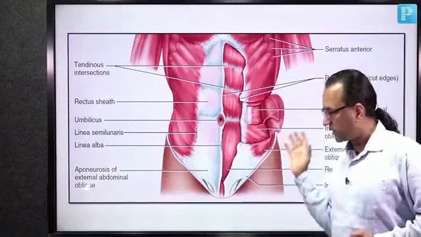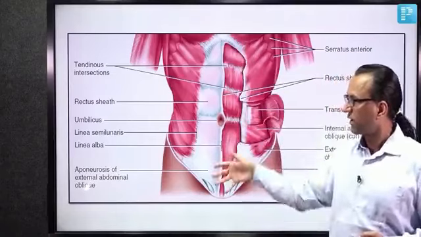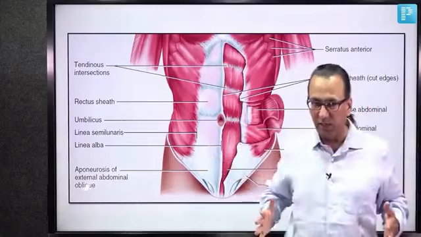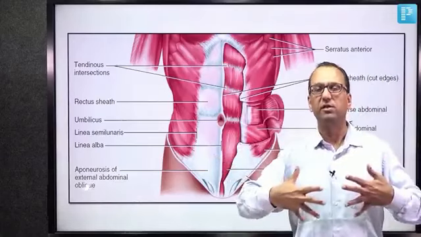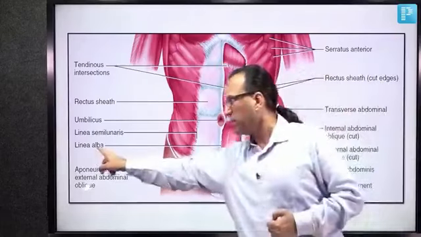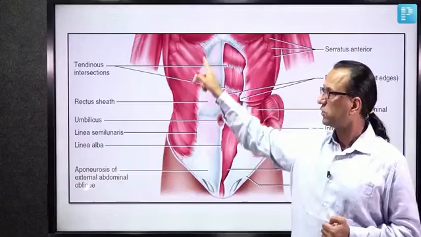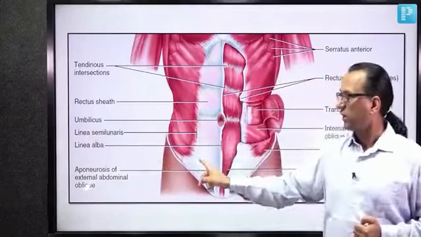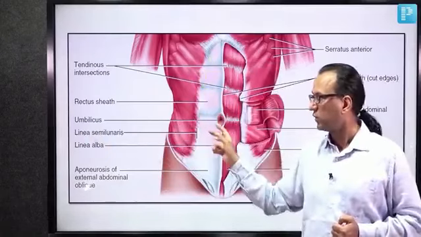Now these muscles are inserted into the rectus sheath, which covers the rectus abdominis muscle, one on each side, and these muscle aponeuroses merge at the linea alba, which is in the midline. There is also the linea semilunaris, which is the lateral border of the rectus abdominis muscle, where you will find that the various muscles contribute to the rectus sheath.